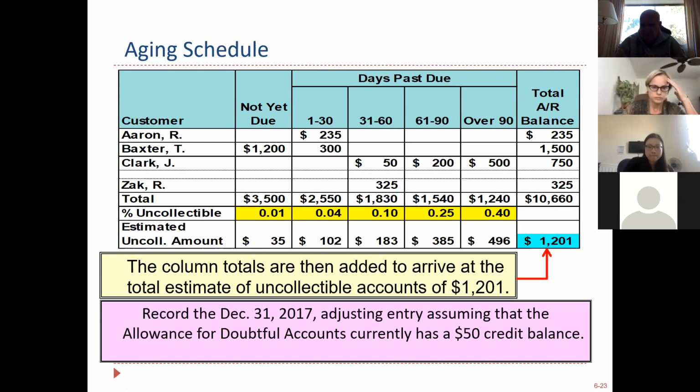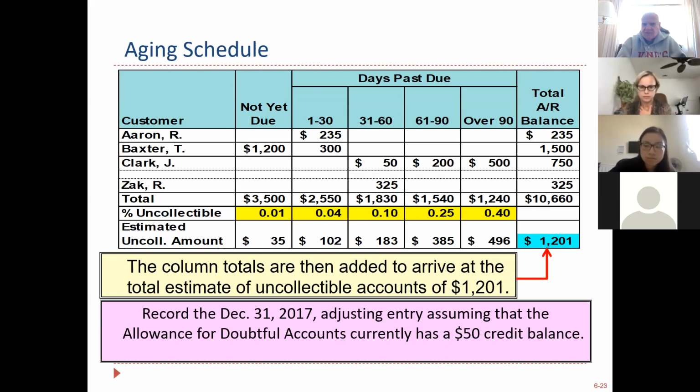True or false? That 1201 is the bad debt expense. True or false? Why don't one of you pick one? Under this method here, we're looking at the aging. That 1201 we just calculated is the bad debt expense we're going to record. True or false? The answer is false.